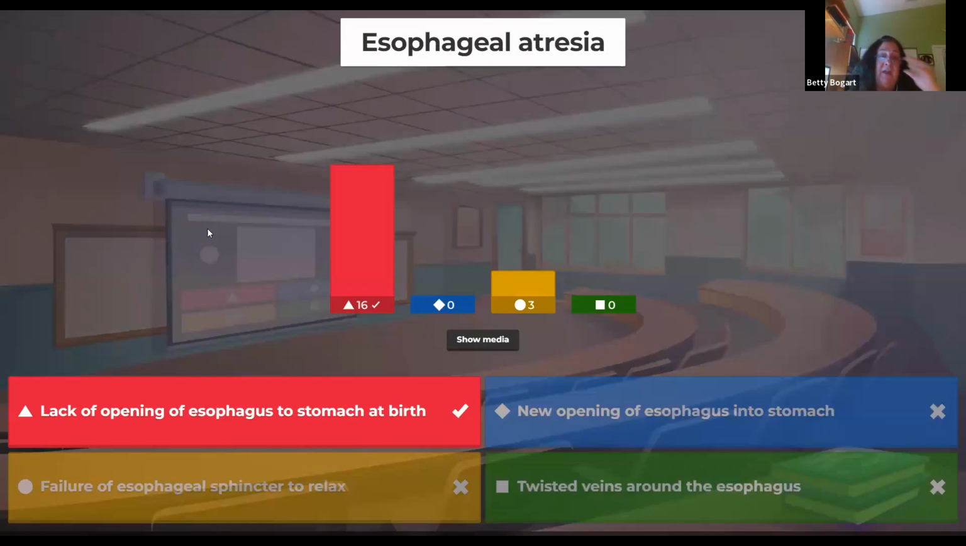So we have an esophagus and it doesn't connect to anything. So it's a lack of opening between the esophagus and the stomach. Now, is the stomach there? Yes. Is the esophagus there? Yes, but there's no connection.